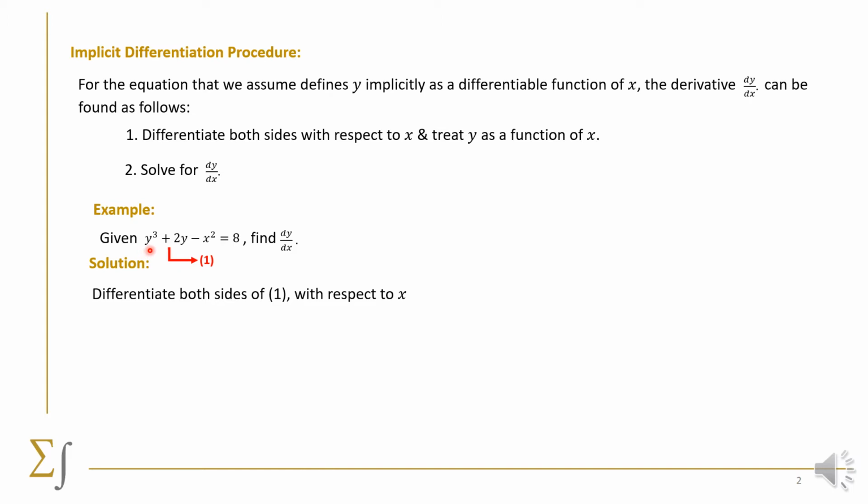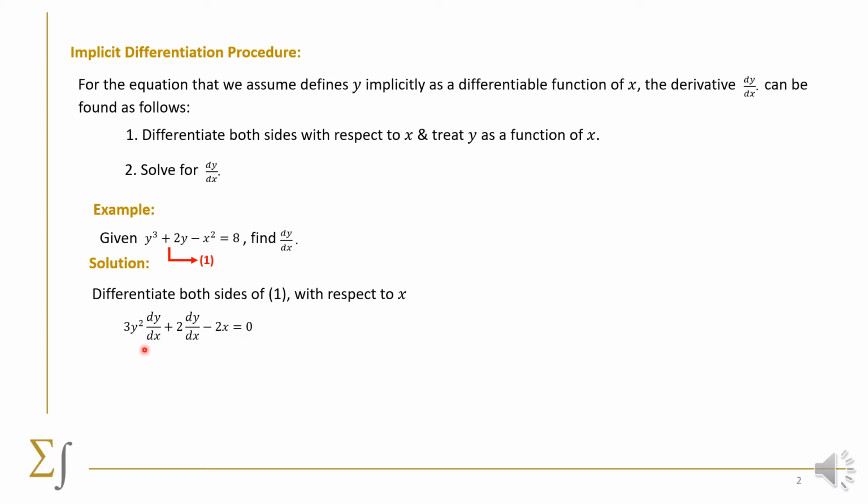So differentiate both sides of equation 1 with respect to x. What's the derivative of y cubed? It is 3y squared dy by dx. What's the derivative of 2y? It is 2 dy by dx. What's the derivative of minus x squared? It is minus 2x. And of course, the derivative of 8 is 0. So by differentiating both sides with respect to x, we get 3y squared dy by dx plus 2 dy by dx minus 2x equals 0.